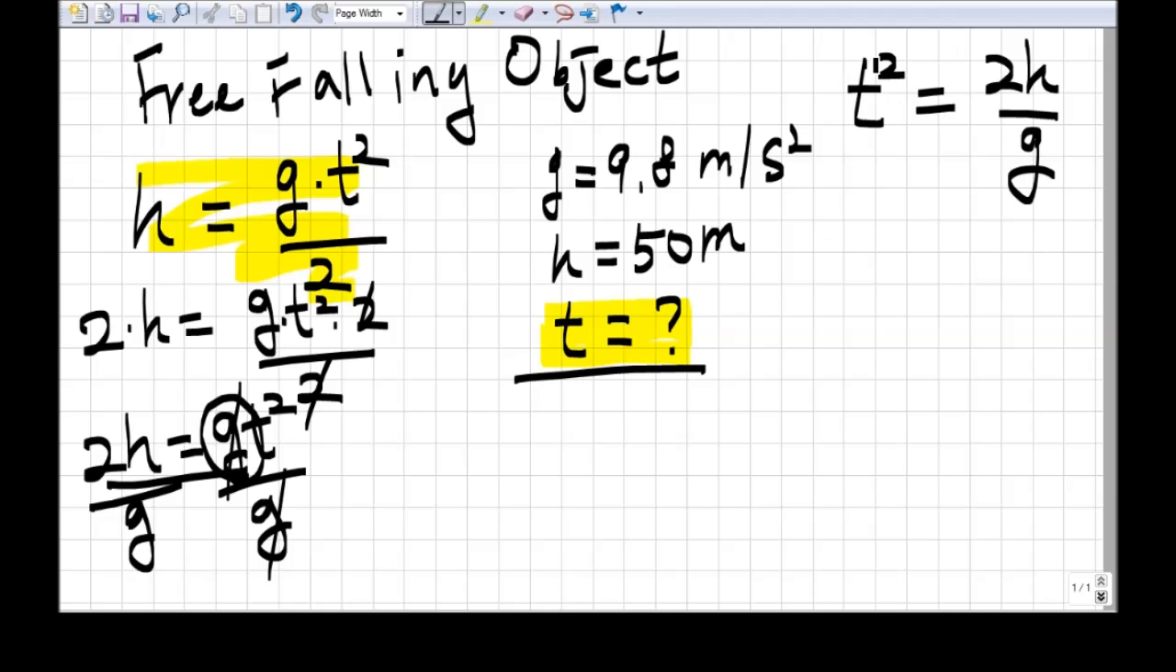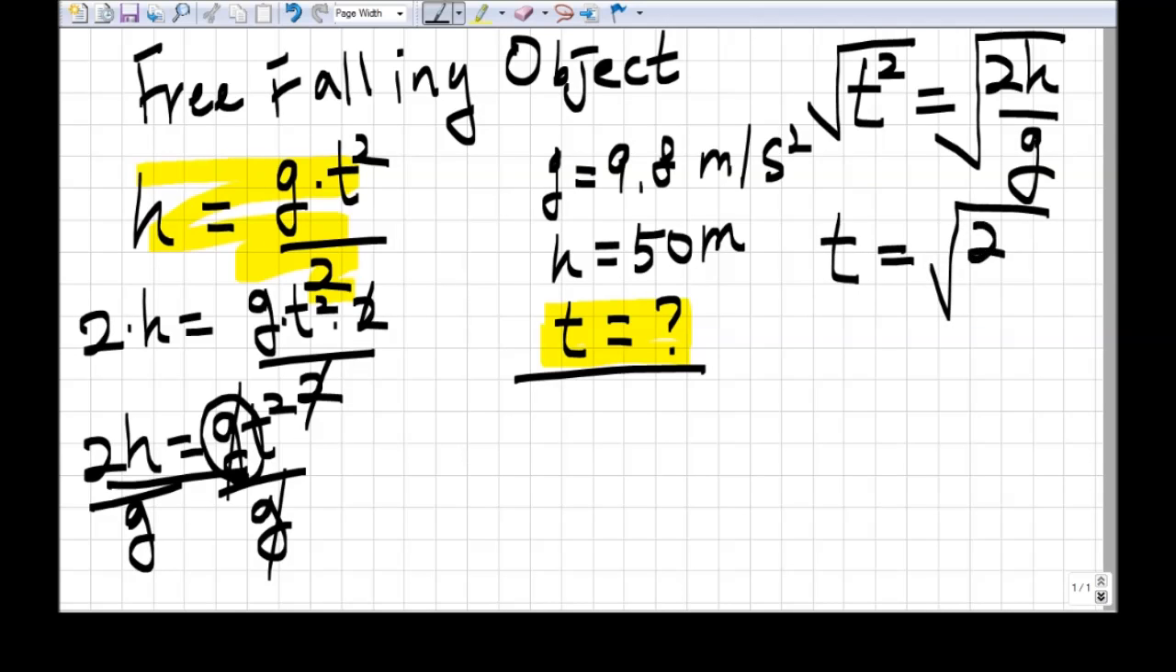I still have this power there. So how do I get rid of that? You get rid of that by square root. So I'm doing the square root to the left side of the equal sign, doing the square root to the right side of the equal sign. So what you have would be t is equal to the square root of 2 times h over g.